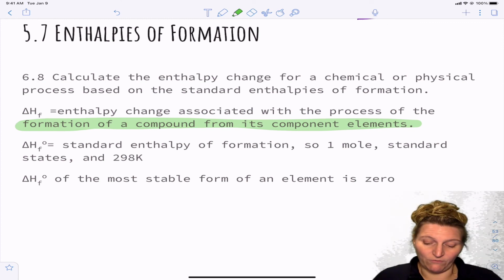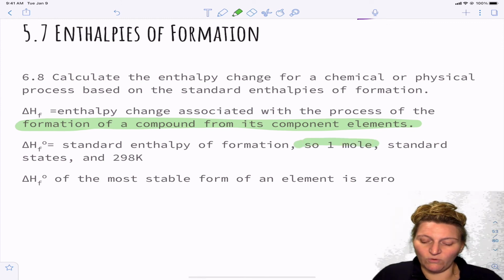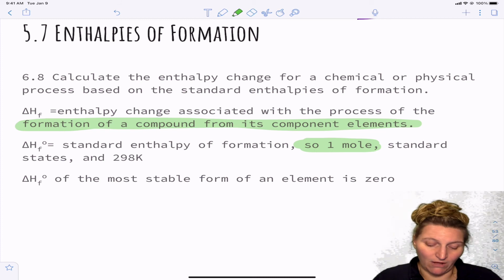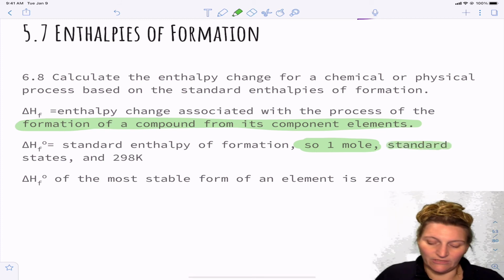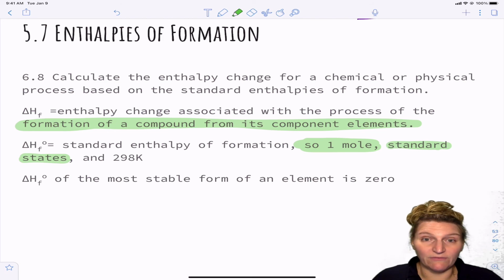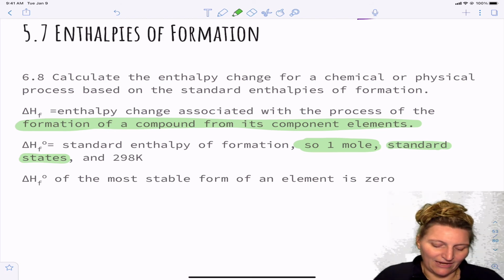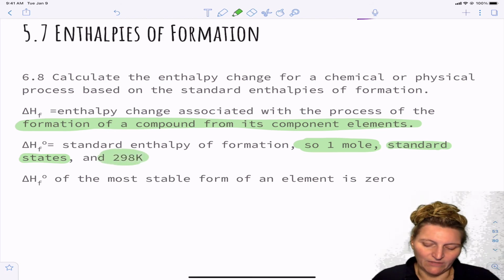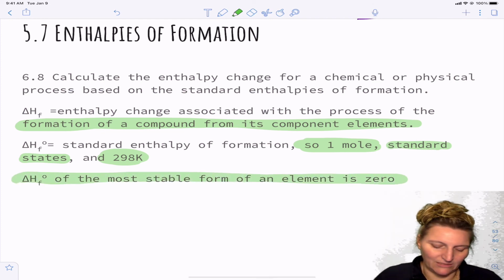The standard enthalpy of formation is always making 1 mole of that compound at its standard state. So that is the state that it's found in nature, and 298 Kelvin. And the delta H of formation of the most stable form of an element is 0.